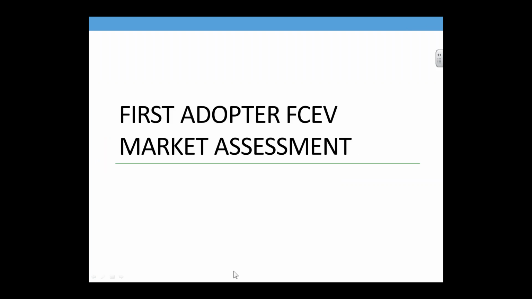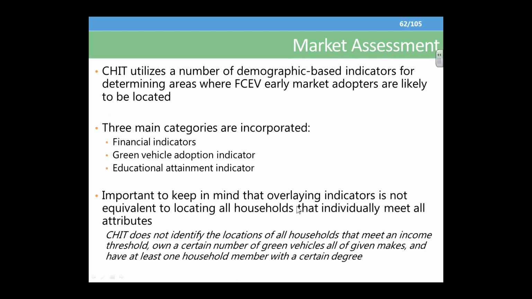All right. So we discussed all the coverage calculations that we performed in our CHIT analysis. So now we're going to discuss the first adopter market assessment. And so similar to some other works, we are utilizing a number of demographic-based indicators for determining areas where fuel cell market early adopters are likely to be located. There are three main categories of indicators here. There are financial indicators, a green vehicle adoption indicator, and an education attainment indicator.